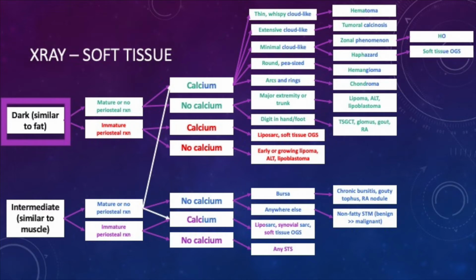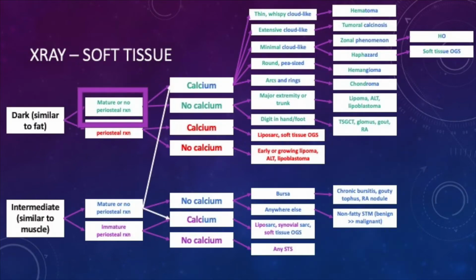So the next question we have to ask is, is there a mature or no periosteal reaction, or is there an immature and young periosteal reaction? So as we look at the bone here, we can see there's no real periosteal reaction. There's neither a mature nor immature reaction. It seems to be inert and not involving the bone. That's going to take us to the top of this algorithm.